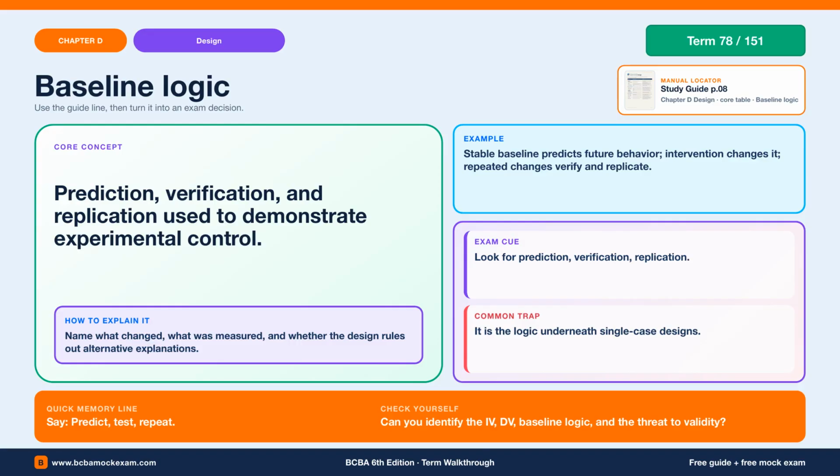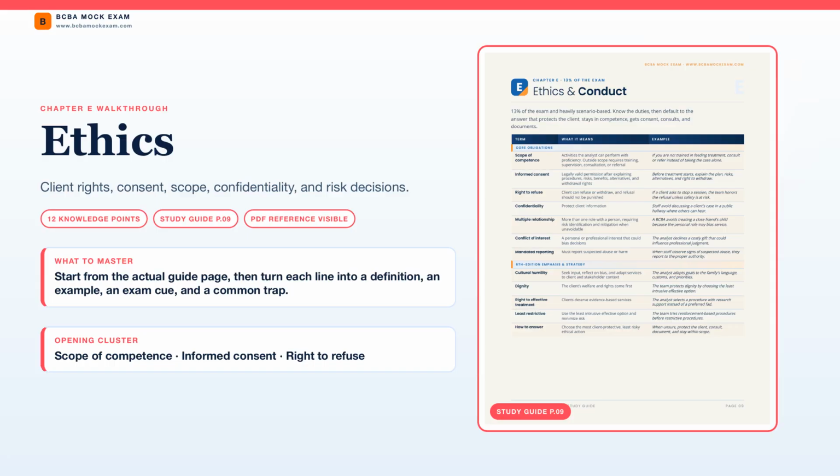Now we move into ethics. Domain E ethics. Ethics is not a separate world from clinical work. It shapes every decision. In exam questions, ethics often appears through words like first, best, next, appropriate, document, consent, scope, risk, client welfare, and supervision. The safest answer is rarely the fastest-looking answer. It is usually the answer that protects client welfare, respects rights, stays within competence, documents carefully, and follows appropriate consultation or supervision. Think of ethics questions as sequencing questions. What protects the client and the process before you act?